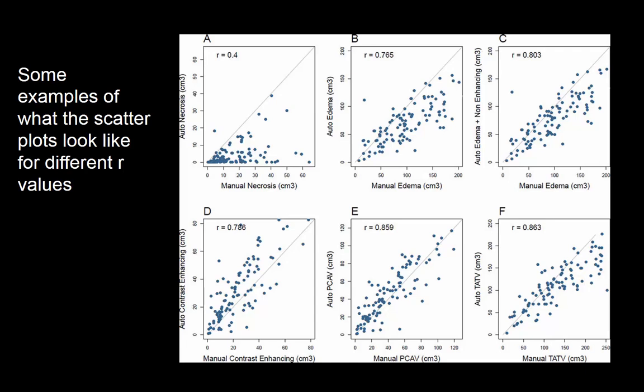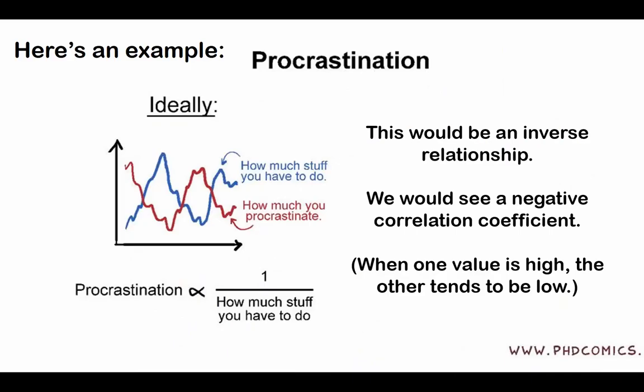Now let's look at some examples of what we're talking about here. Here's an example of something students should be able to relate to. We have two things plotted on our graph here. The first of which is how much stuff you have to do. So like here, you've got a lot of stuff you've got to get done. And here, you've got not so much you've got to get done.